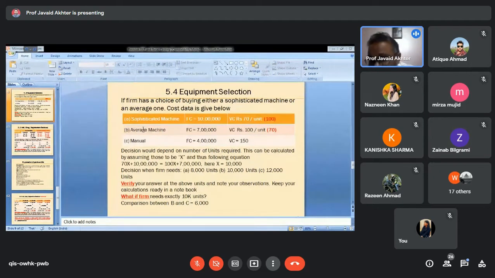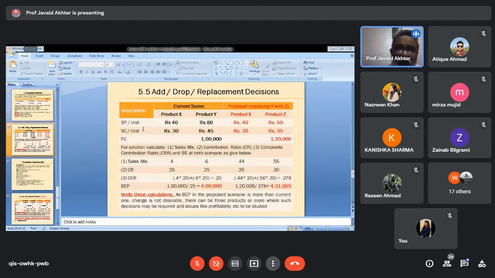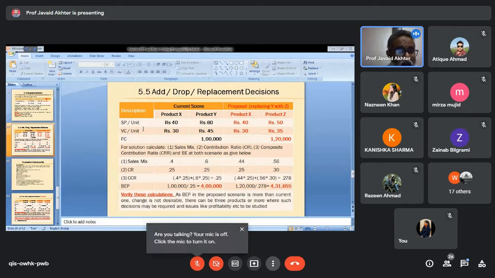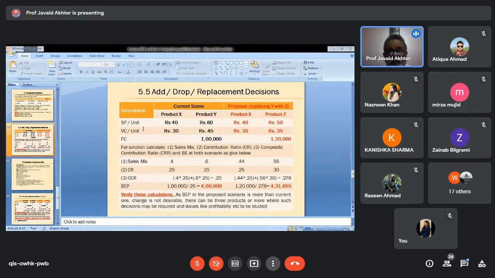So this was a decision related to equipment selection. Whatever I am asking you to practice on, do that. You will be able to learn it. Another use of break-even analysis could be if you wish to drop one of the products that you are manufacturing, replace it with one of the products, or add, drop, or replace. So here also break-even analysis helps you. In such a situation, you need to learn a totally new concept, that is the calculation of break-even where the firm is producing and selling more than one product.